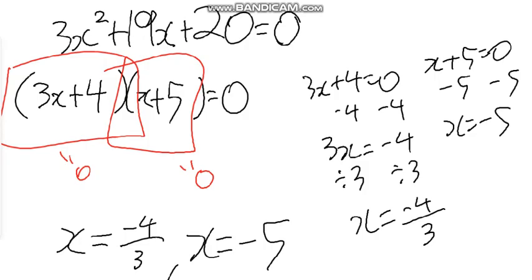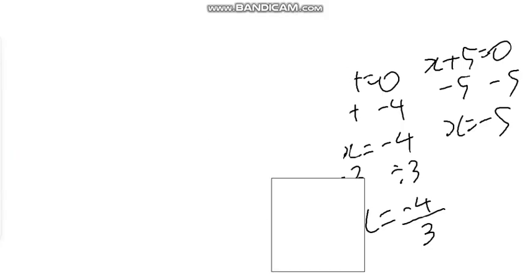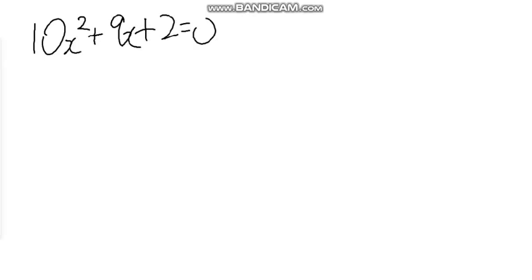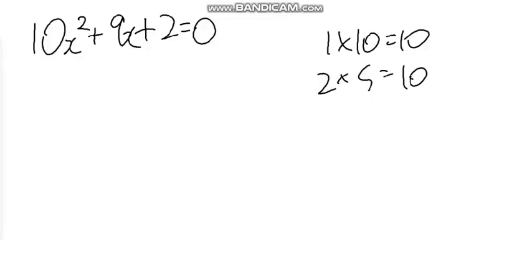Actually, let's just do one more before we wrap it up. So far, if you've noticed, I've been using prime numbers for the 2x squared and 3x squared, the first bits, which makes it a lot easier. But if you have a number that is not prime, like 10x squared plus 9x plus 2 equals 0, this looks a bit harder because 10 has multiples: 1 times 10 equals 10, and 2 times 5 equals 10. And here you just have to basically guess till it works out.